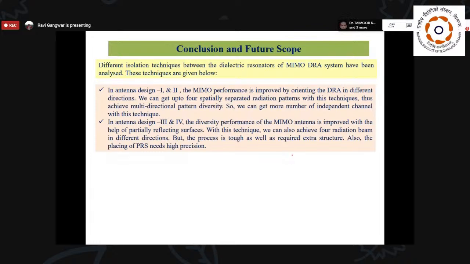In the 3rd and 4th designs, you can see that we are able to achieve better MIMO performance by using PRS structures. And here we are also able to achieve 4 radiation beams in different directions.